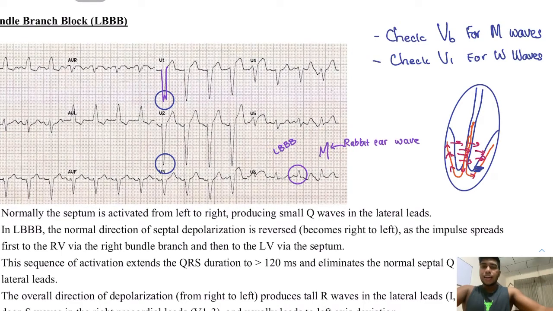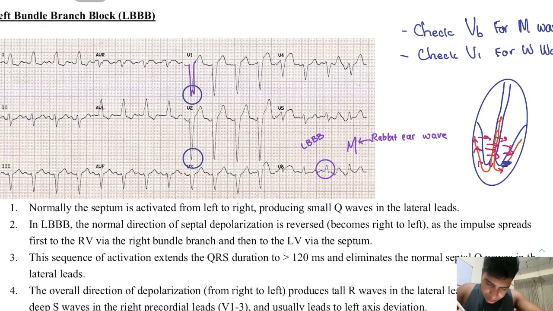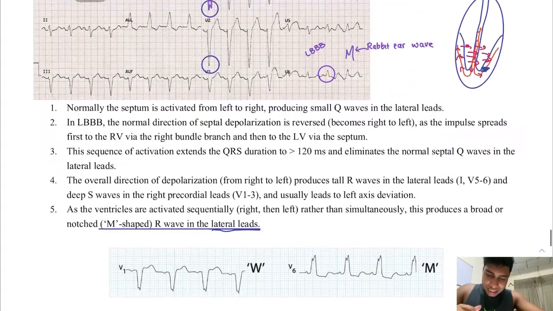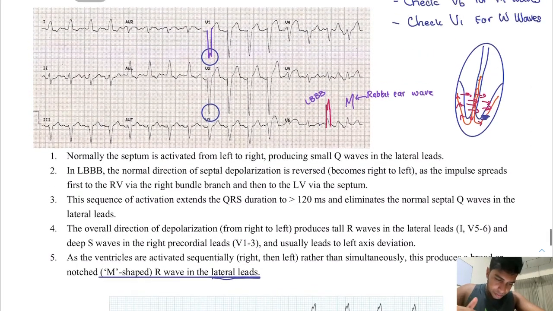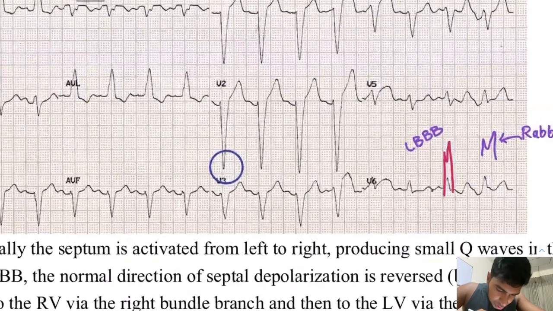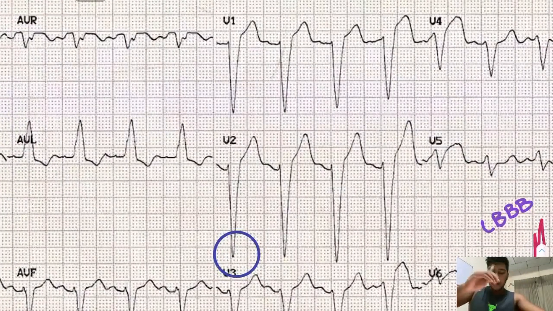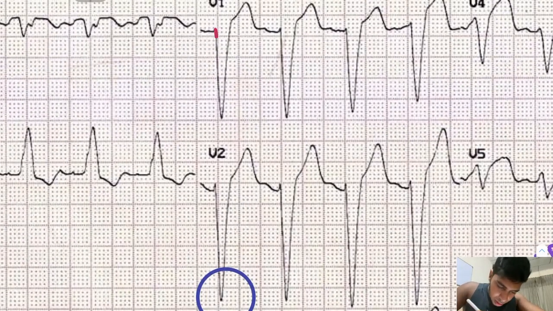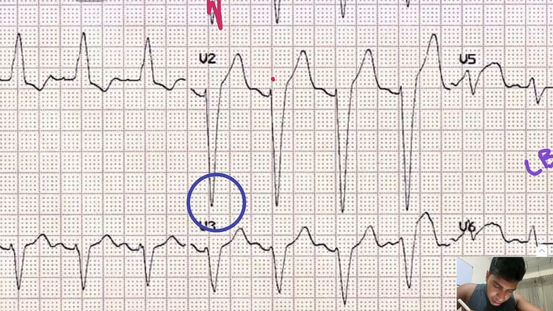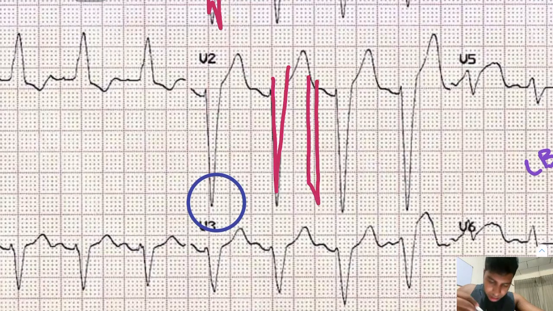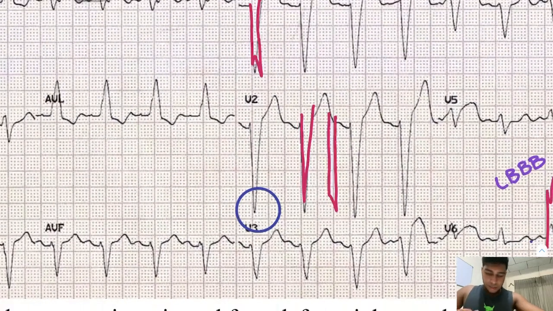So the changes you will get are in leads V5 and V6, the rabbit ears. This is actually a very bad ECG. You don't see it properly, but basically you will see the same thing you saw in right bundle branch block. And if you look carefully in the opposite leads, V1, V2, you will get W-shaped waves. You can see that here. It's not very clear, but it doesn't go sharp like this and come back. It comes, goes like this and comes. That is a W wave.